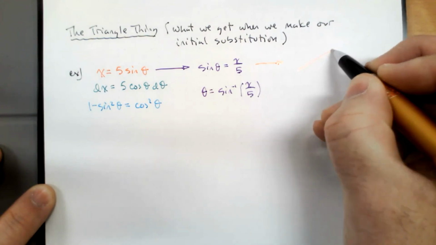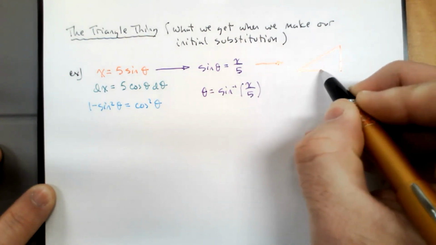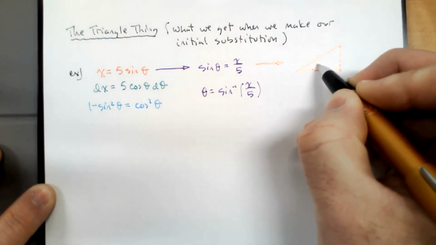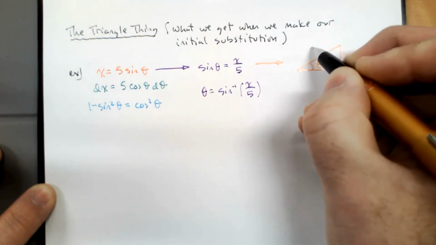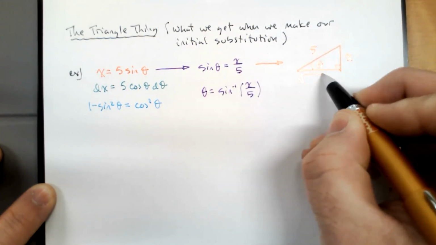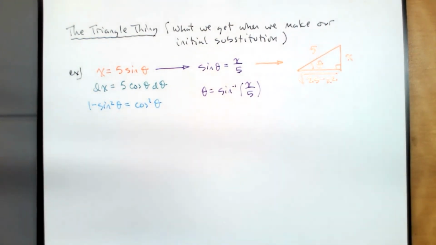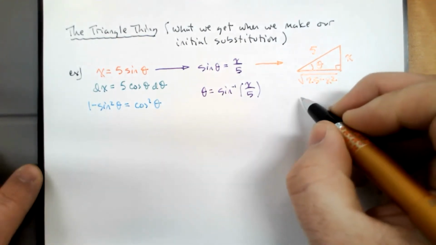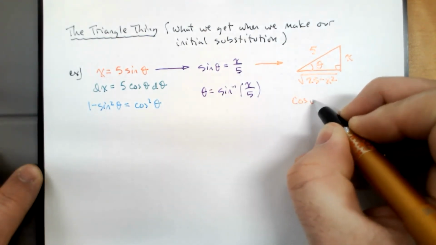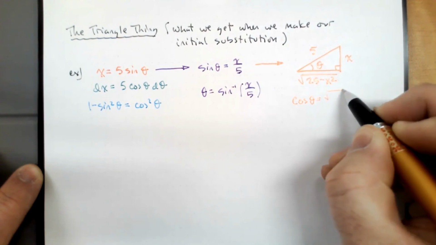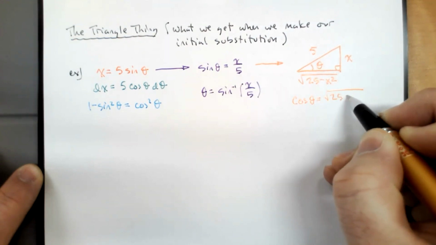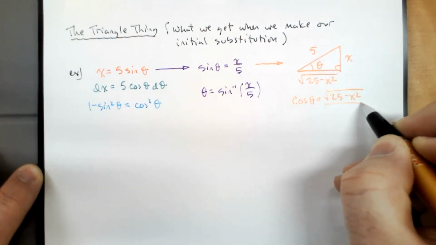and draw our triangle. You don't literally have to draw the triangle, but you have to think it. And so this gives us cosine of theta as square root of 25 minus x squared over 5.